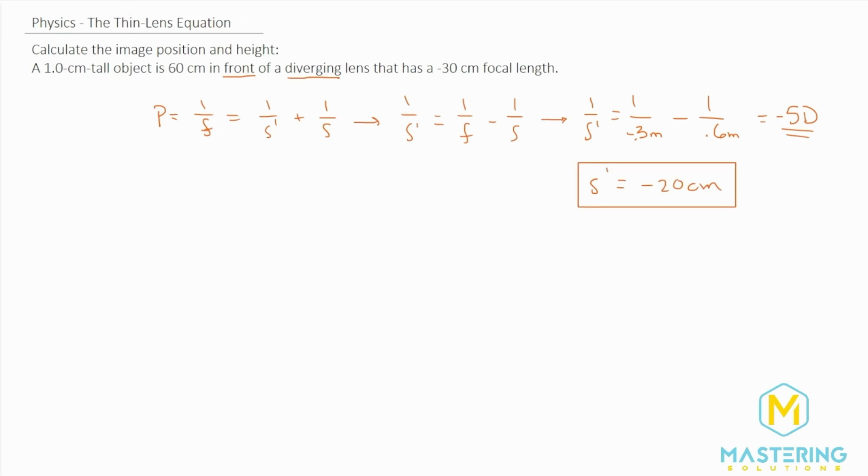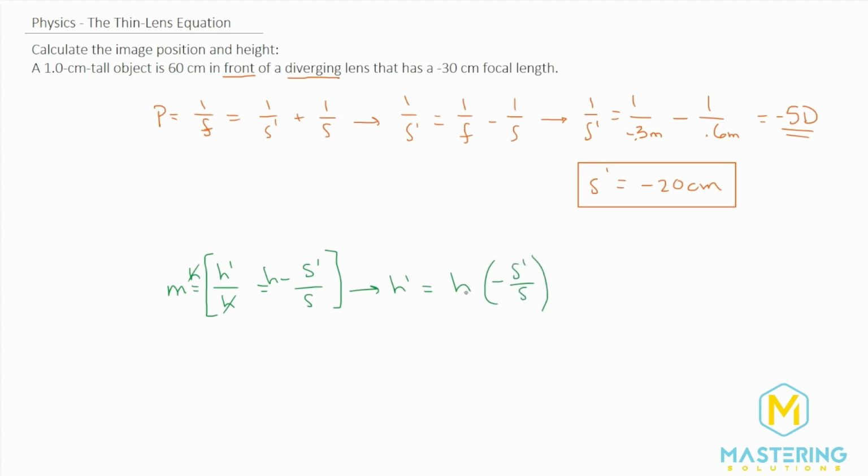Now we can move on to the image height, and we'll use the magnification equation for that one. So magnification is equal to the image height over the object height, which is equal to the negative image distance over the object distance. And this section here is what we're going to use to solve for h prime. If we isolate that by multiplying both sides by h, we'll now have h prime is equal to h times negative s prime over s.